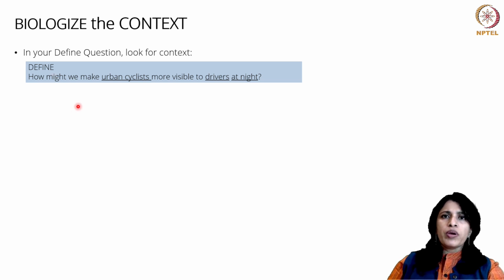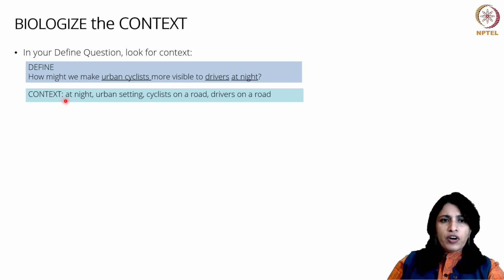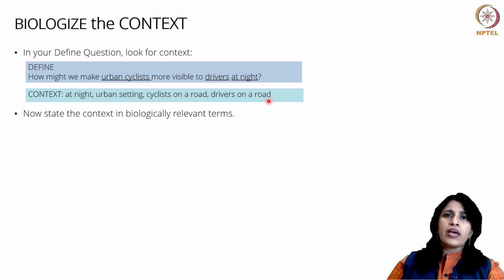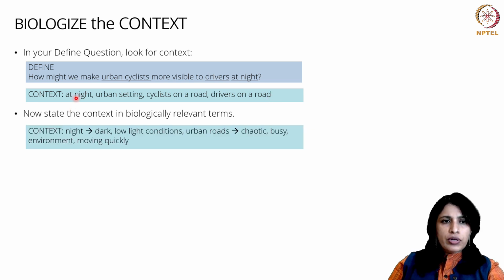So how do we biologize this? We look at first the context which is in the human world: at night, urban setting, cyclists on a road, drivers on a road, and take that forward and make it in biological terms, which means that you remove the man-made settings from it. You can't talk about roads and urban and cyclist because that doesn't make any sense in the natural world. So therefore, you look at biological terms. Night implies dark conditions, low light conditions. Urban roads could imply a chaotic or busy environment where things are moving very quickly. So this could give you the context in biological terms.